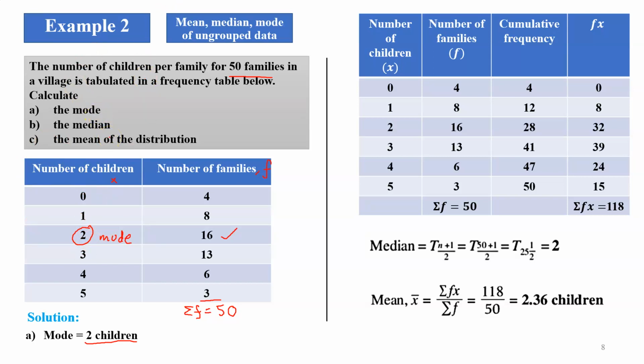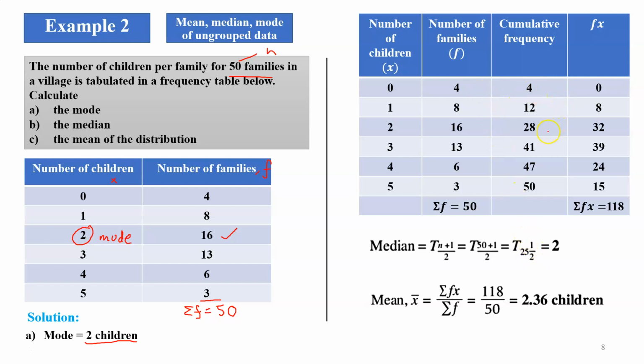Okay, then how do you find your median? Remember just now you have your median. You need to sum up this thing, right? The median will be the T of (n plus 1) divided by 2. So what is your n? Your n is 50. 50 plus 1 divided by 2, so you get 25.5, or 25 and a half. Where is 25.5 located? You find it through here.